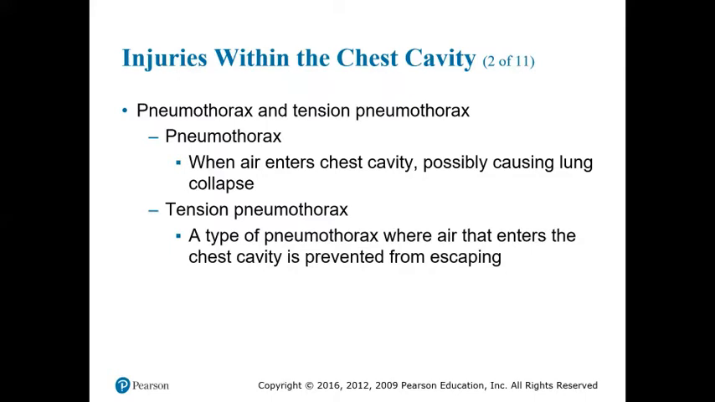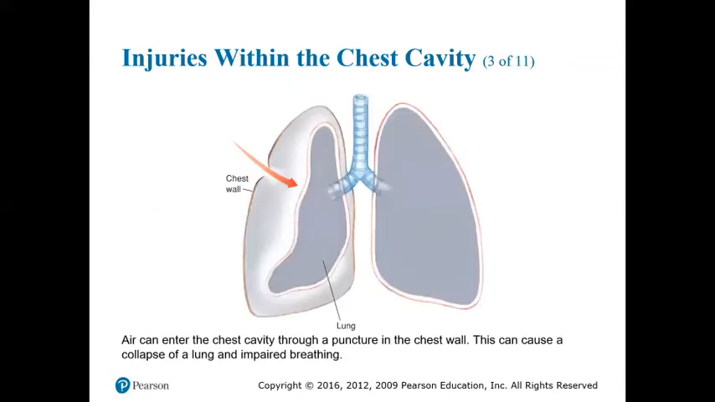So we have our pneumothorax, where the air gets in the chest cavity, and our tension pneumothorax is a type of pneumothorax where air that enters the chest cavity is prevented from escaping. So basically the air is building up inside the chest cavity. The pneumothorax is when the air goes into the chest cavity. The tension pneumothorax is when the pressure starts to build up inside the chest cavity, and now it's collapsing lungs and it's causing damage.